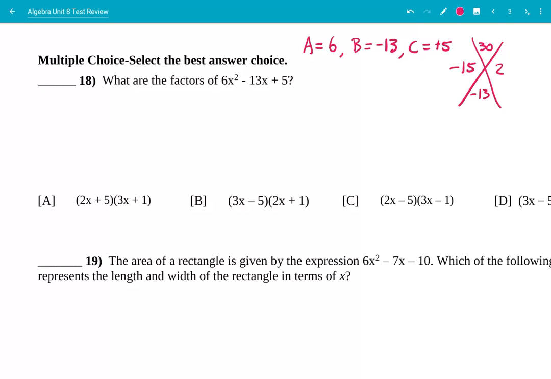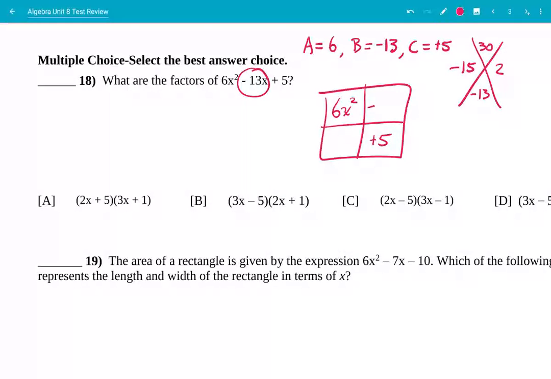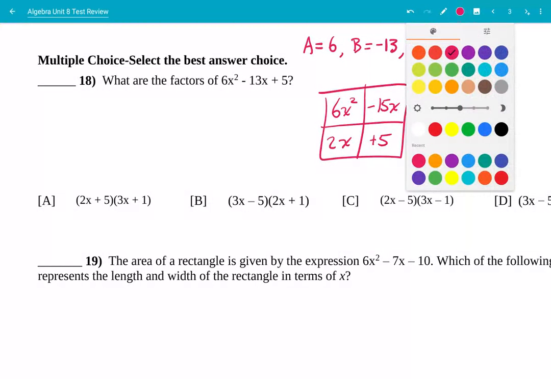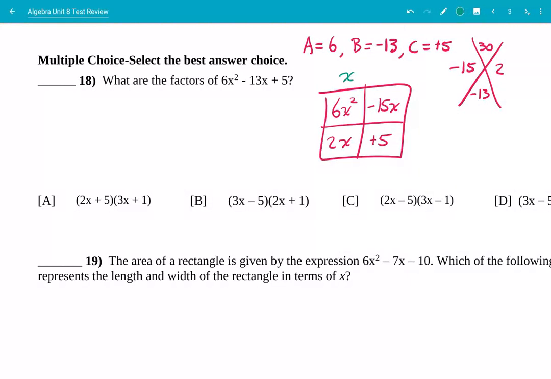So the factors are x, here, let's put it in the box. That's what we need to do. The first bit is 6x squared, and the last bit is plus 5. And we split the middle into minus 15x and 2x. So now let's find the GCF of each row and column. I know x's go there.